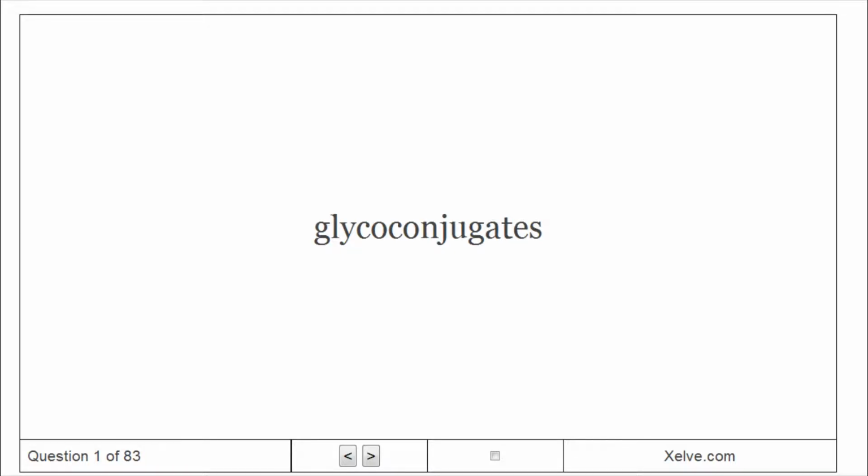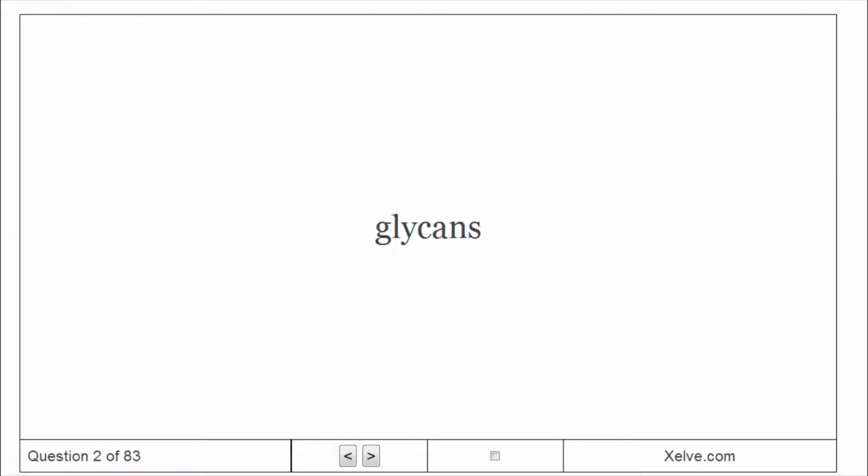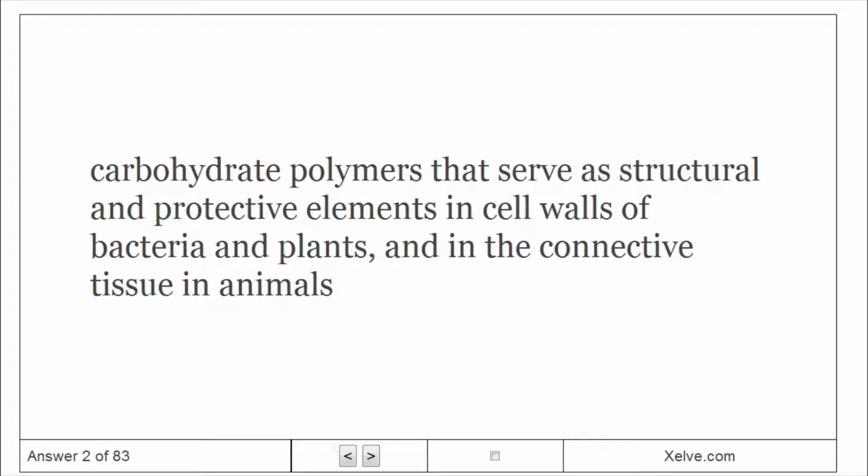Glycoconjugates. A compound containing a carbohydrate component bound covalently to a protein or lipid, forming a glycoprotein or glycolipid. Glycans. Carbohydrate polymers that serve as structural and protective elements in cell walls of bacteria and plants, and in the connective tissue in animals.